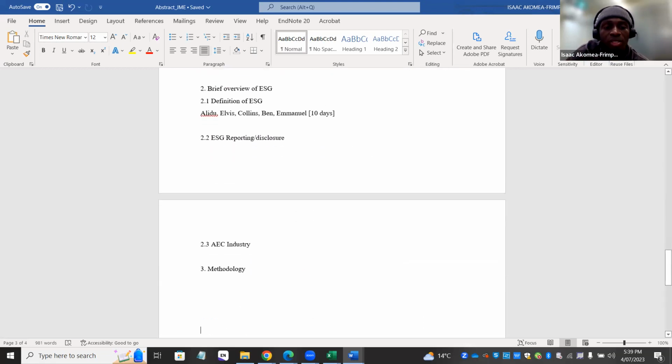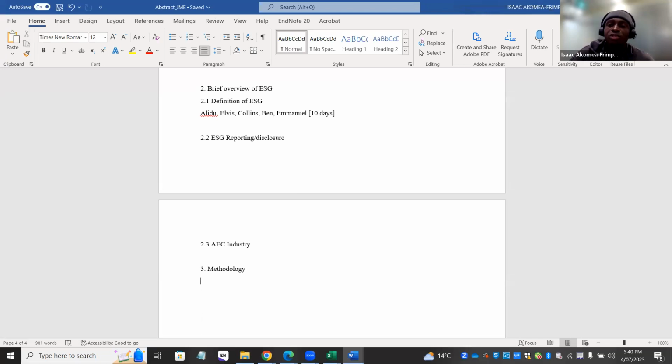When it comes to the other group, the same applies. Here too, you need to prioritize your pages and words so that you can capture the definition of ESG, the ESG reporting disclosure, and then the AEC industry or construction industry. Here too, maximum of 2 pages. Okay, thank you.